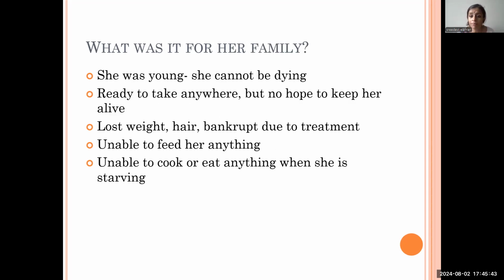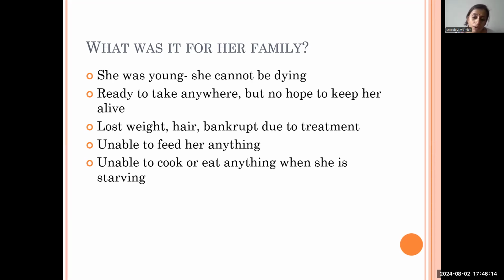And for her family, she's too young. How can she die? I mean, she's not old. And we just diagnosed cancer. How can she die? She cannot be dying. We are ready to take her anywhere. But at multiple places, the gastrosurgeons told, no, it cannot be managed. It is beyond surgical management. She lost her weight, she lost her hair, and they lost all their money due to treatment, because they tried everything they can, multiple investigations.